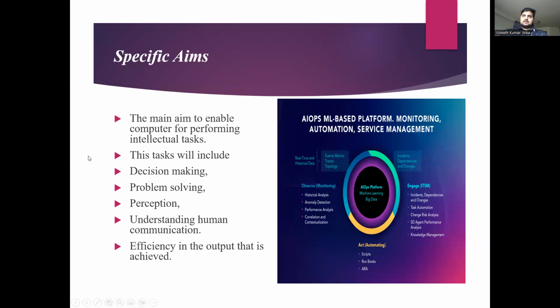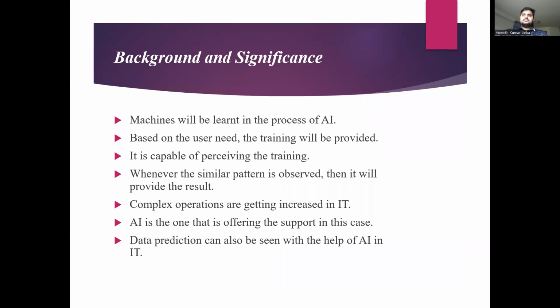And when it comes to our next slide, it's background and significance. Machines will learn to process with AI, and whenever a similar pattern is observed, it will provide the result. AI is offering support in this case. Let's go a bit deeper into this. AI and related technologies have had a positive impact on the way the IT sector works. To put it simply, artificial intelligence is a branch of computer science that turns computers into intelligent machines, which would otherwise not be possible without direct human intervention.